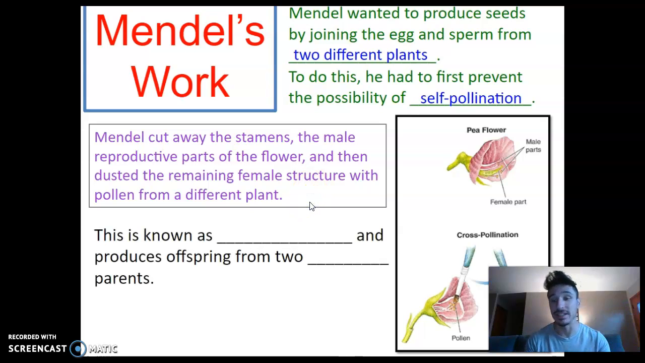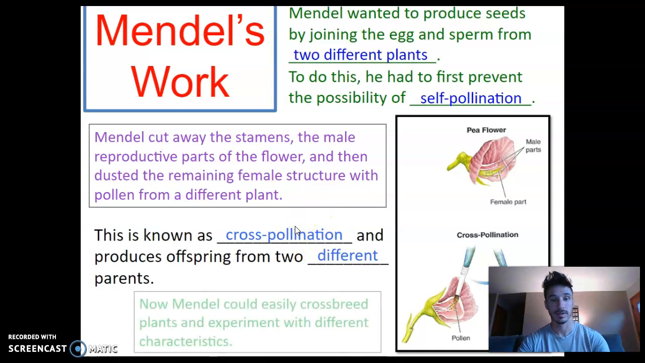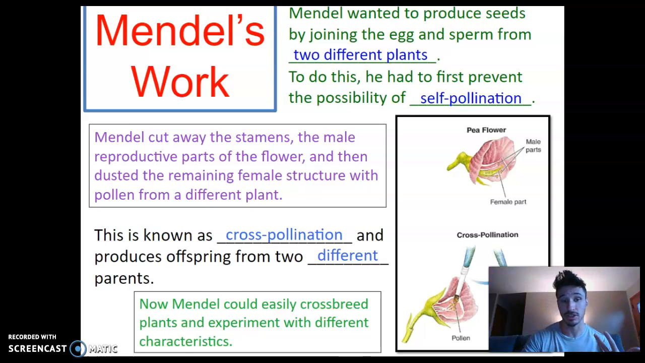Mendel basically doing what bees do, right? Bees cause cross-pollination by picking up pollen from one flower and dropping it off at another. Mendel is playing the role of the bee in this case. And we would call this cross-pollination because it's a cross between two different plants and produces offspring from two different parents, just like when humans reproduce. Now, with this technique of removing the male structures, stamens, and the female structures, pistils, from opposing plants, Mendel could easily crossbreed plants and experiment with different characteristics.